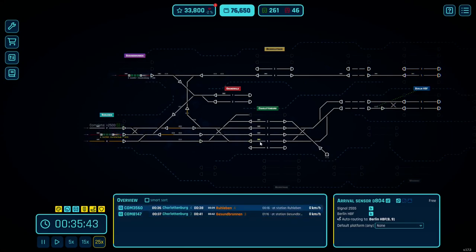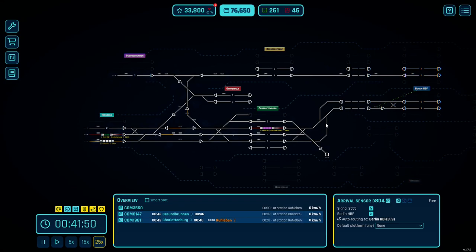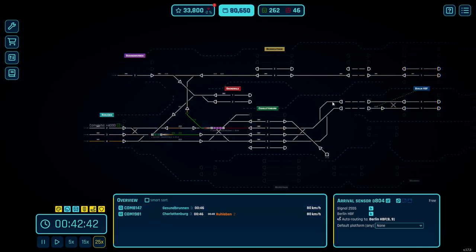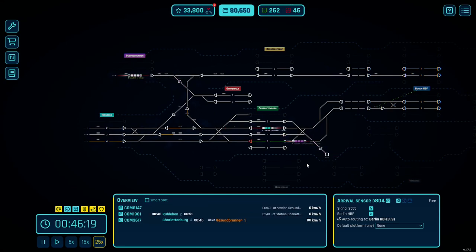So hopefully this gives you a good idea and good taste of what you can do. Again, this isn't a very complicated network by any stretch of the imagination, but you can see even in the small compact area, you've got a lot going on. We have a lot of sensors. There's a lot of money invested into this here.